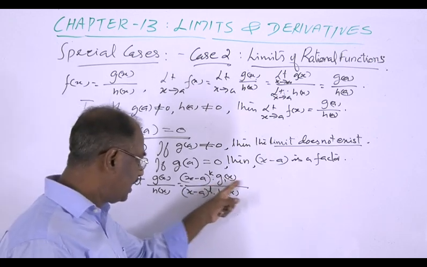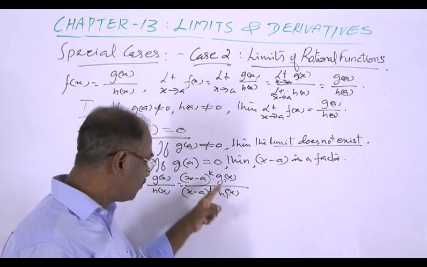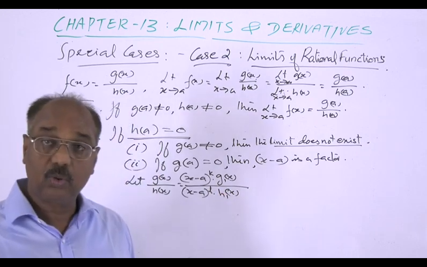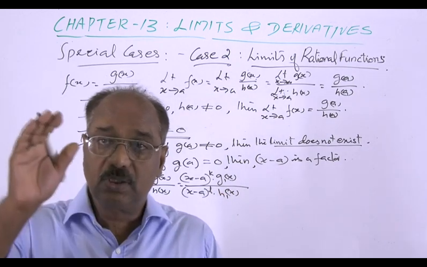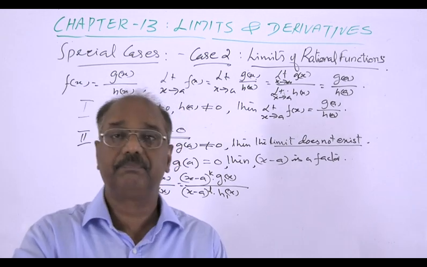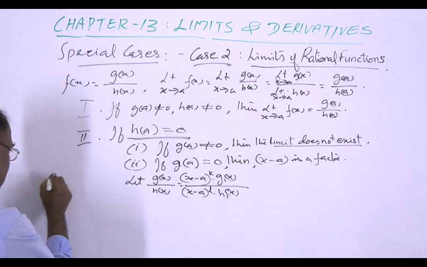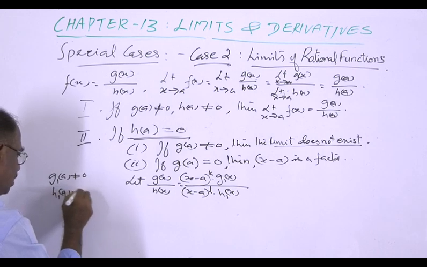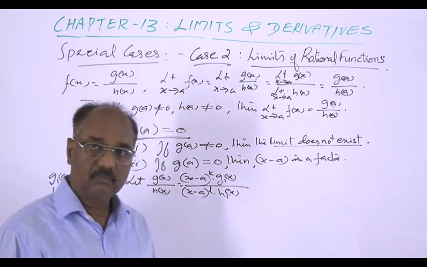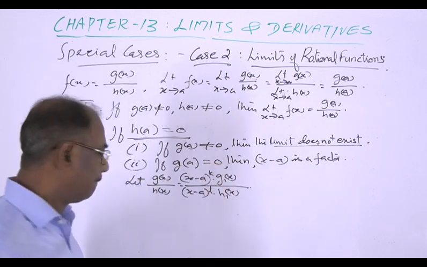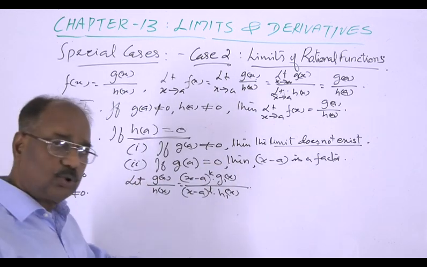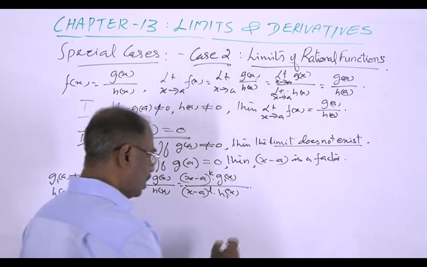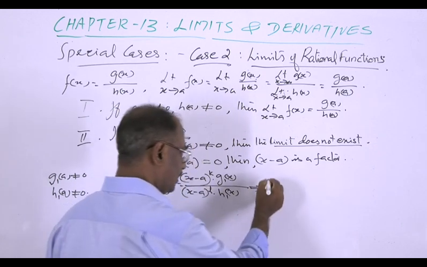Where g1(a) not equal to 0 and h1(a) not equal to 0. That is, for the remaining parts g1(x) and h1(x), g1(a) not equal to 0, h1(a) not equal to 0, for those x minus a is not a factor. All factors are taken out. Then here there are three cases. One, say A.